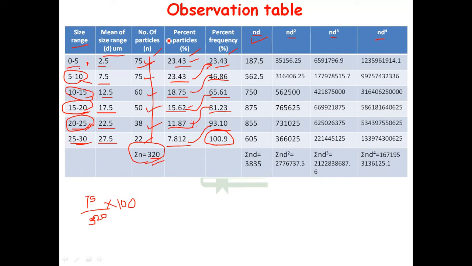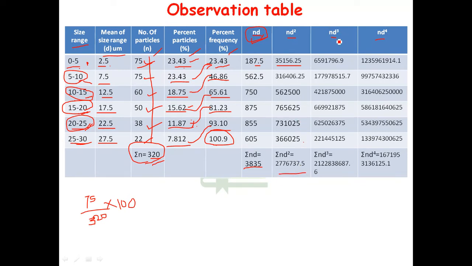Then the next column is ND. It is just the multiplication of the number of particles into the mean size range. So this column consists of the multiplication of these two columns. The summation of this is 3835. Then you have the square of this ND. You have to take this value and square it. The values are written over here, and its total is taken over here.